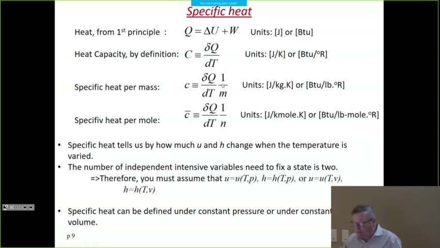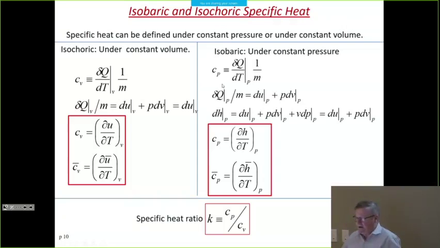So now, how we exactly define this derivative depends on what other parameter we keep constant. In other words, you can define your specific heat under constant pressure. That will do one thing, that's one partial derivative, or under constant volume, and that's another partial derivative. And these two are not the same. So let's do that generally.